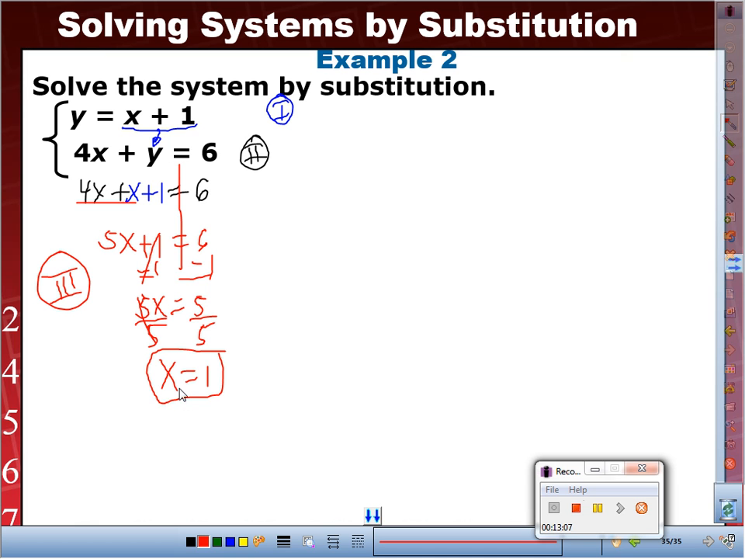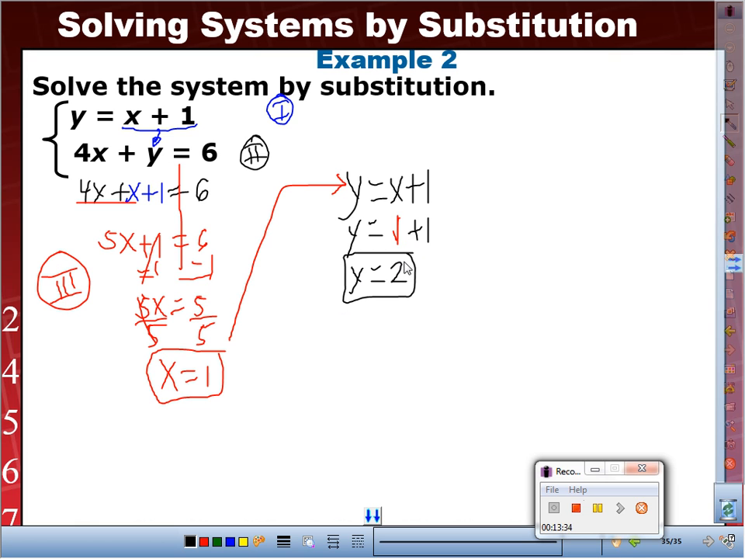Step 4, we need to substitute this into one of the two and solve for what other variable? For y. So which equation do you want to use? Which one's the easiest? The first one. So you write y equals x plus 1, but instead of x, we're going to substitute 1 right here. Is that correct? Bring everything else down. y equals 1 plus 1. So what is 1 plus 1? 2. And our last step, write your coordinate and check.